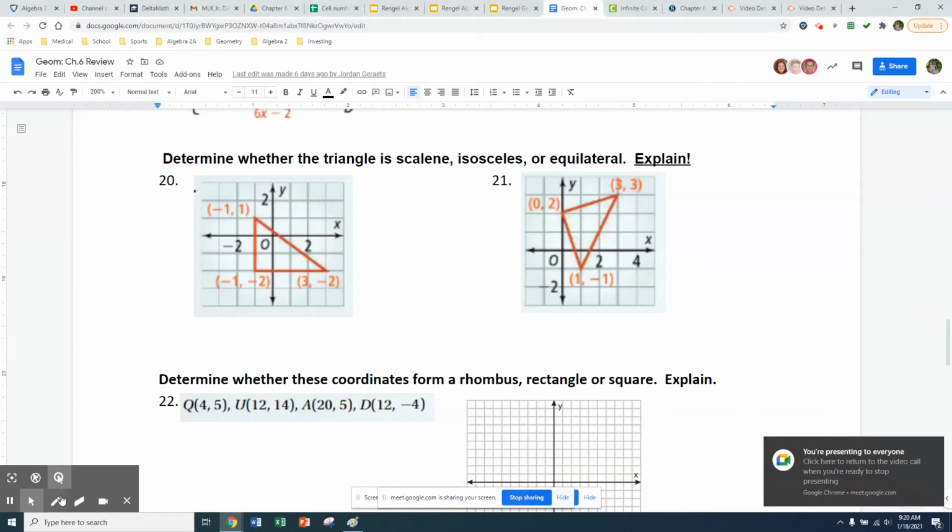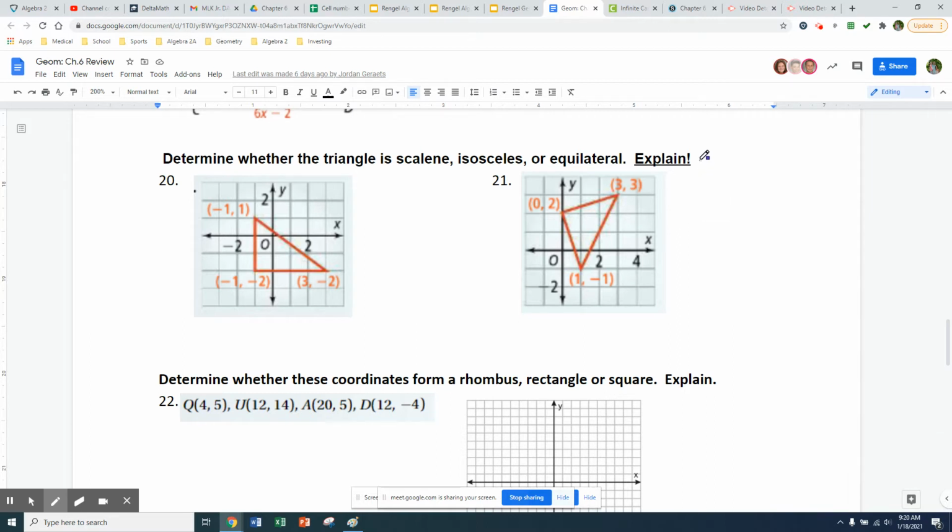Equilateral by the length of its sides. So for these two problems, you may need to use the distance formula. It's not always required. There's some other ways around it, but the distance formula, just in case we need it, is going to be x minus x squared plus y minus y squared, and then we square root that. It's just a variation of the Pythagorean theorem, a squared plus b squared equals c squared.